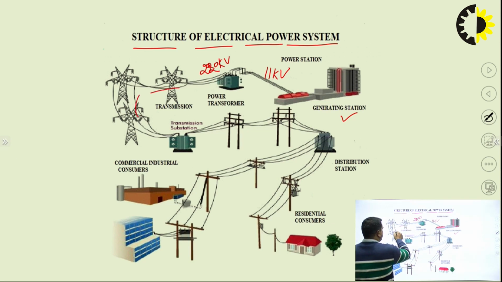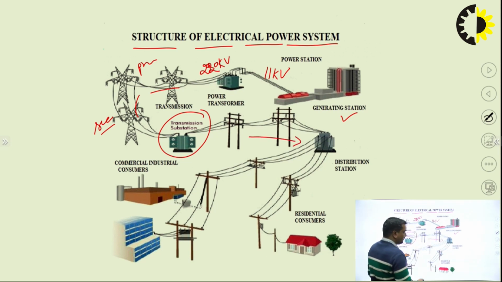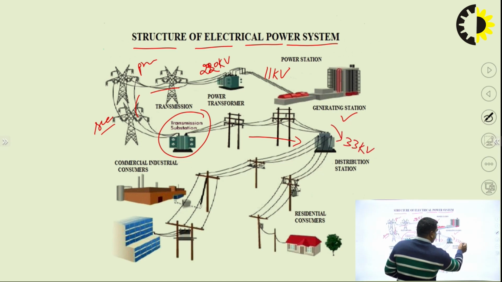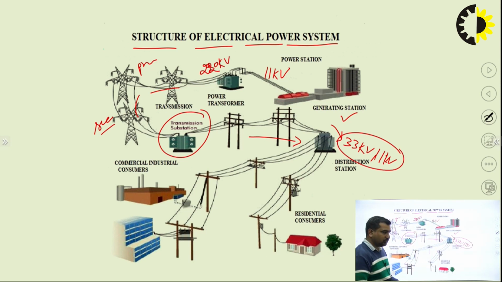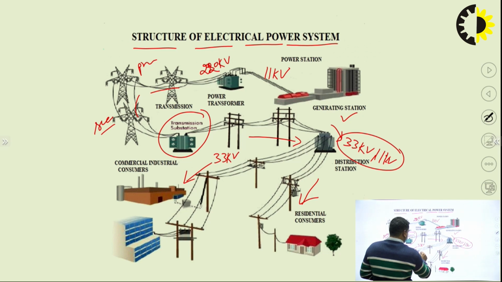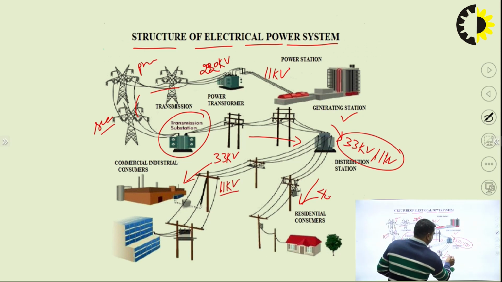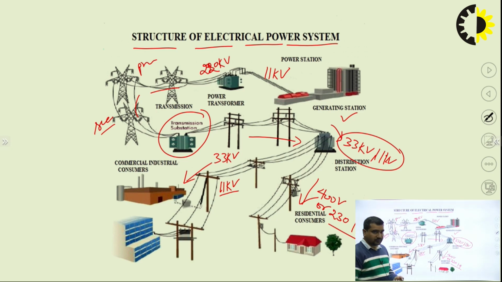Then we have transmission lines, primary transmission lines and secondary transmission lines. Then we have transmission substations, where we can step down the voltage as per our demand. Here these are distribution stations. Here we drop the voltage up to 33 kV. Then again we can drop it to 11 kV. So from 33 kV the distribution ends start. Then here are residential consumers, and here commercial and industrial consumers. They may take 33 kV, 11 kV, and here it is only 400 or 230 single phase. So this is the structure of the electrical power system.